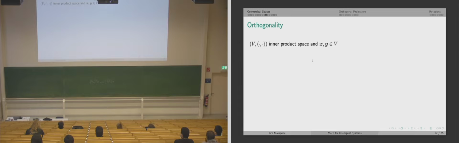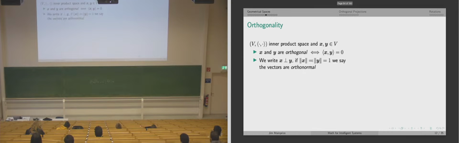So I just said orthogonal. So what does that even mean? So this is an inner product space, and we have that two vectors are orthogonal if their inner product is equal to 0. That's actually the definition of being orthogonal. So we write it like this. The two vectors are orthogonal to each other. And if their norm is 1, then the vectors are said to be orthonormal.